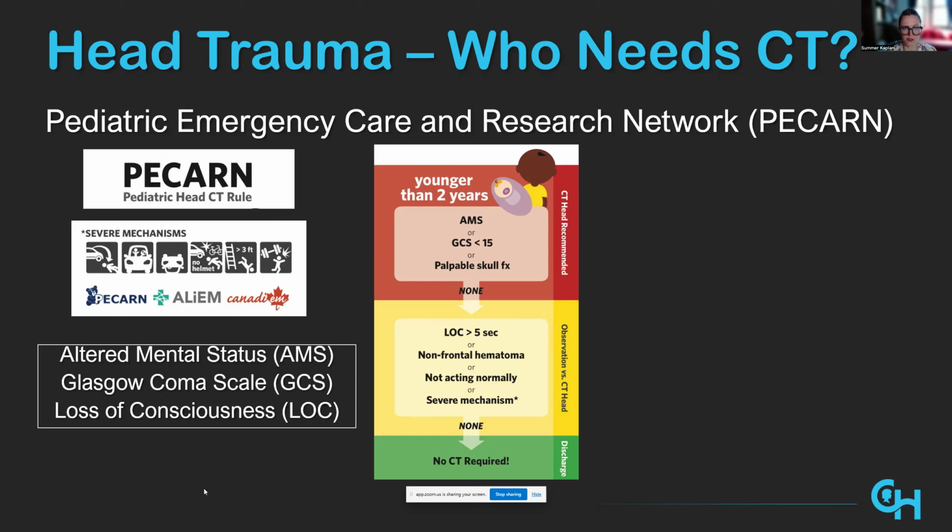You then have an in-between group where there's clinical judgment. So if a patient has a loss of consciousness more than 5 seconds, a non-frontal hematoma, is not acting normally, or has a severe mechanism of trauma. And that's shown by this graphic here, mostly involving motor vehicles or falls, or being the recipient of a fall of a heavy object, being struck by a heavy object. Those things may warrant CT, but there's some clinical judgment involved. Outside of these criteria, CT is not recommended or not required. So that's a guideline that can help lower radiation by not doing CT in kids who have a very, very low likelihood of having anything useful on the CT.